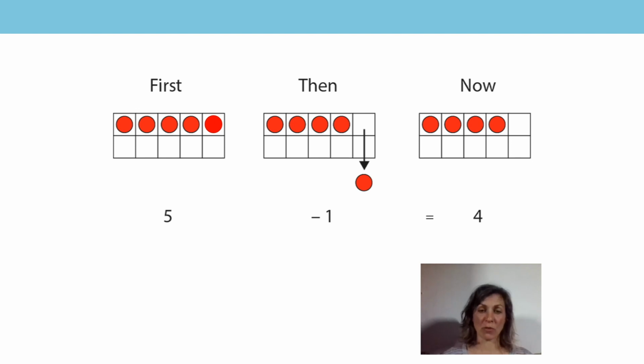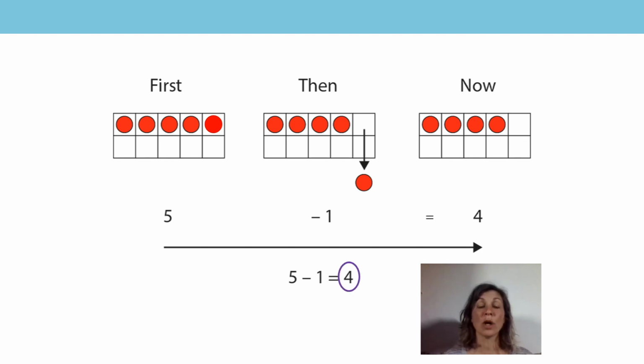What does the 5 represent in this equation? The 5 represents the 5 counters that I had to start with. What does the 1 represent? The 1 represents the 1 counter that I took away. And what does the 4 represent? That's right, the 4 counters that I have left. And I know that 1 less than 5 is 4. I also can see that when I subtract 1, the difference is 1 less than the minuend.